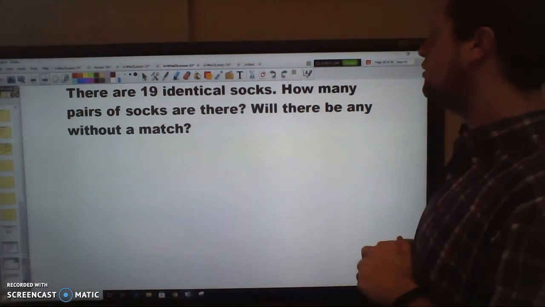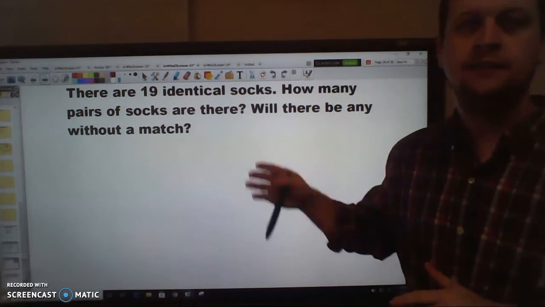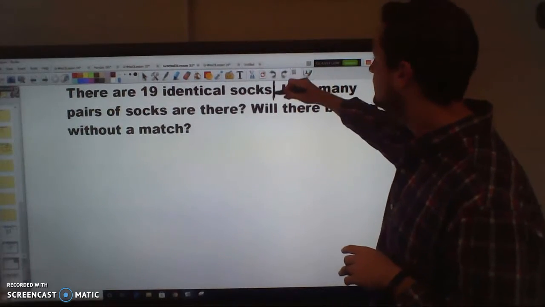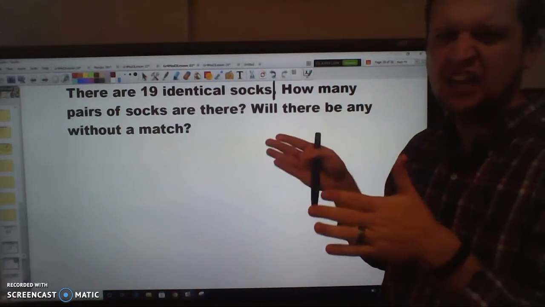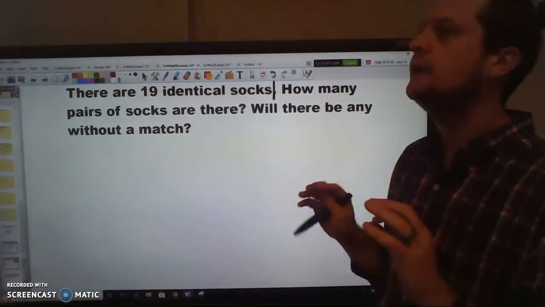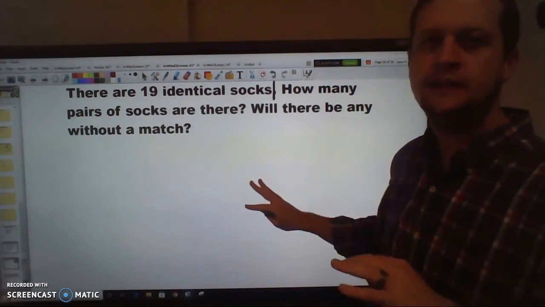Alright, so it says there are 19 identical socks. So I'm going to go ahead and start off with that. 19 identical socks. Sometimes I do this and I kind of cut it, so it just makes me concentrate on just this part. There are 19 identical socks. Okay, so I know that there's going to be a total of 19 socks.